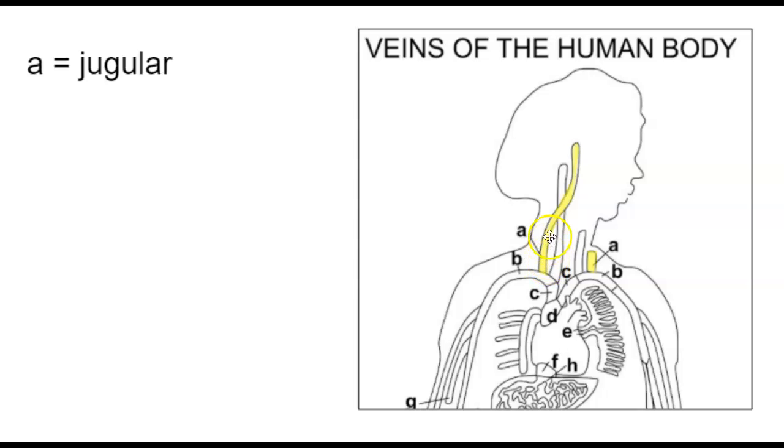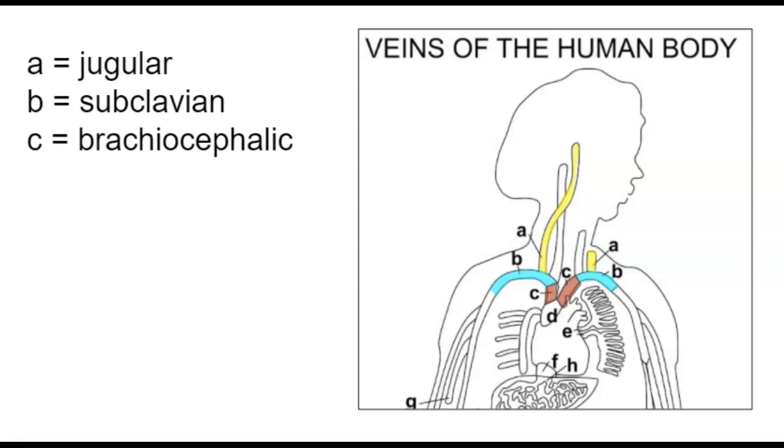All right, so A. Remember, this is where we had our carotid artery. Well, we call this your jugular vein. If you hear somebody say, oh, I'm going to hit you in the jugular, they mean in the neck. So your jugular vein is letter A. B, subclavian. Hey, that's the same name as the artery. Underneath your clavicle, subclavian. C, brachiocephalic. Hey, that's the same as well, right? Remember, between the arm and the head, brachiocephalic.